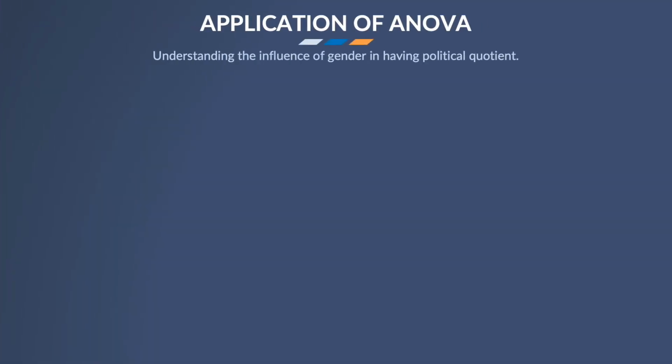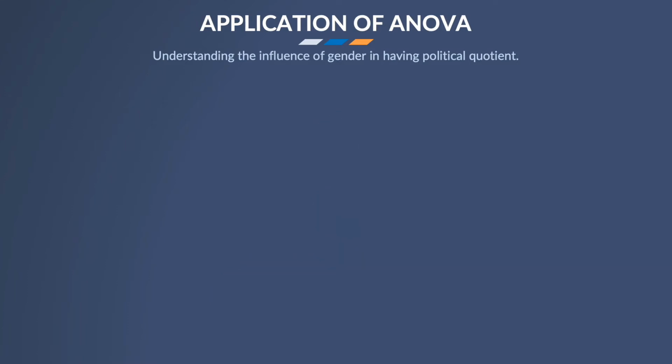Let's examine the application of ANOVA using a case. Company ABC is an analytics company which studies the politics of different countries. Before the upcoming elections in India, Company ABC conducted a survey to check whether the Indian people's knowledge about politics is influenced by gender. The respondents in the survey were either male or female in the age group 18 to 50 years. So gender as a variable has two groups or levels, male and female.